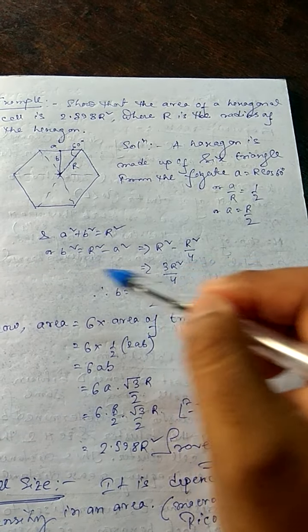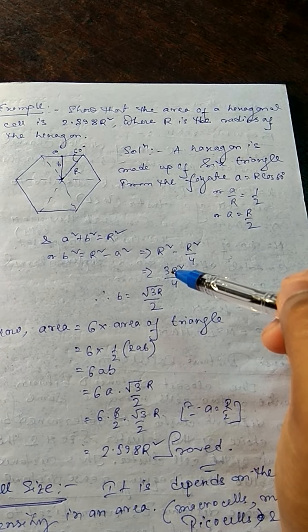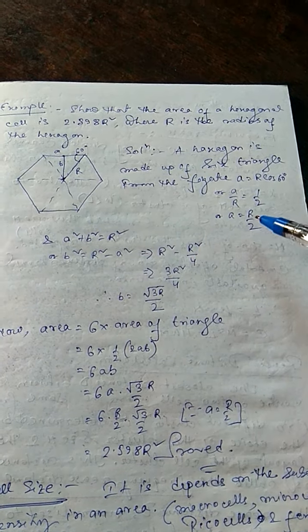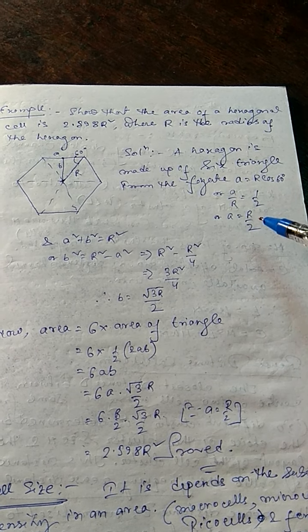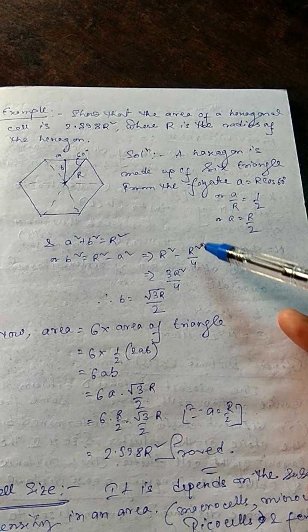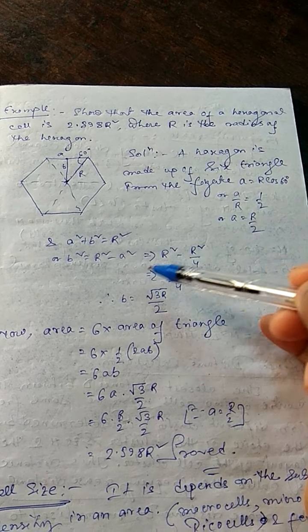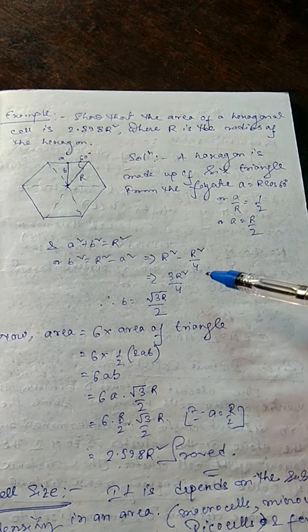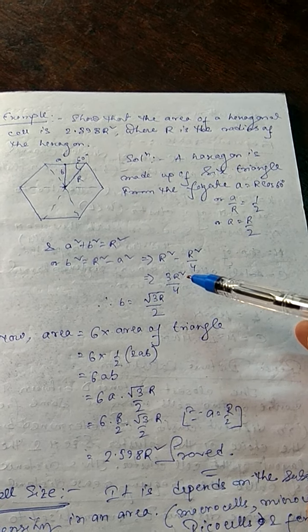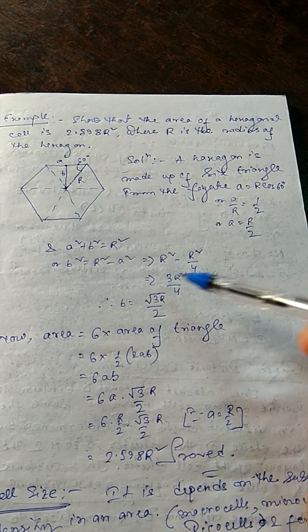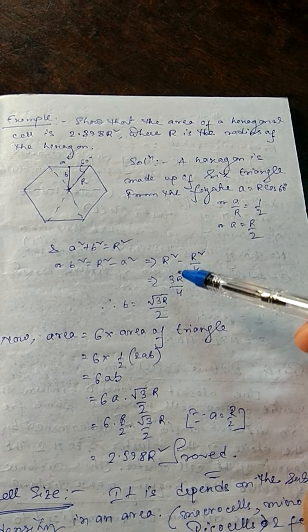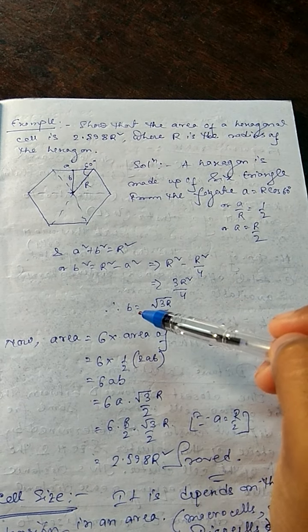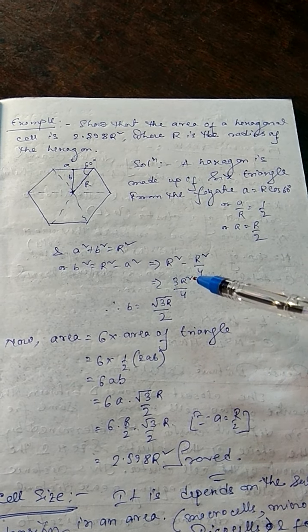If we simplify, a equals r by 2, that means a square equals r square by 4. We replace here the value of a. That means r square minus r square by 4 equals 3 r square by 4. So from here it is clear that b equals root 3 r by 2.